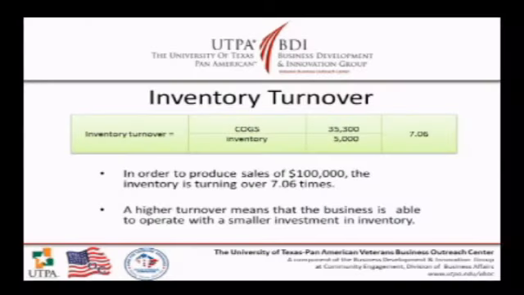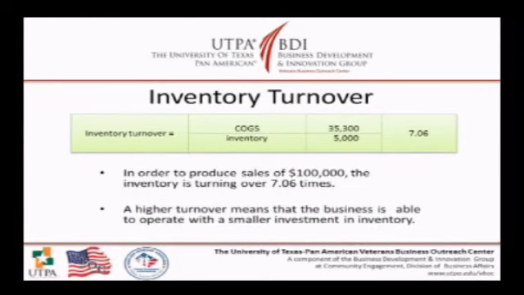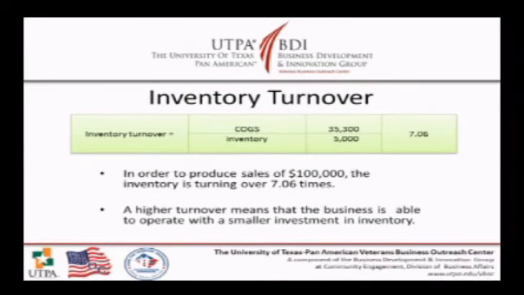So this is the inventory turnover. Basically, it's the cost of goods sold divided by the inventory. So here we're going to take the cost of goods sold, $35,300, divided by the inventory, which is $5,000, and it's going to equal 7.06. So here, if you look at sales, which is 100,000, the inventory is turning over 7.06 times. That's how many times it is a year.